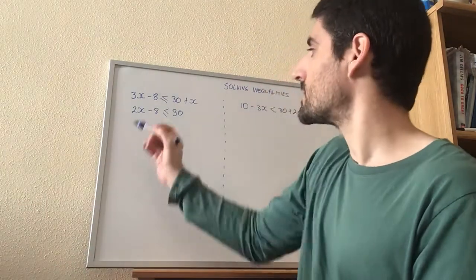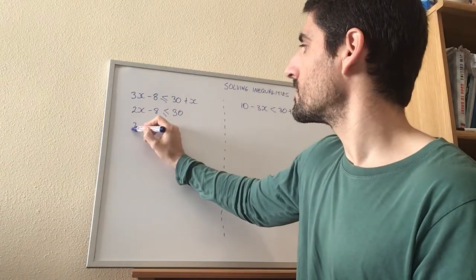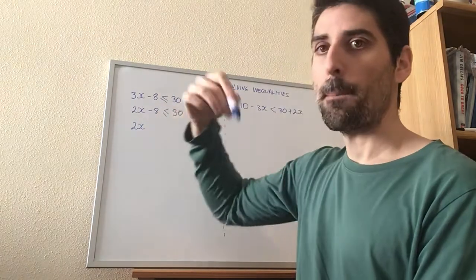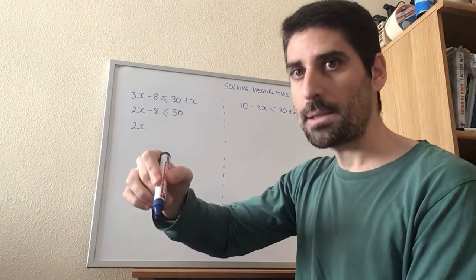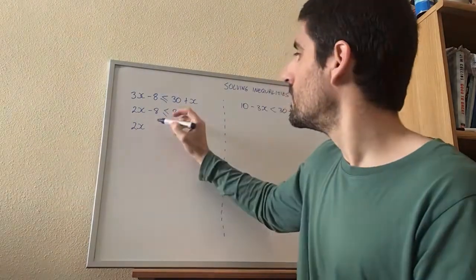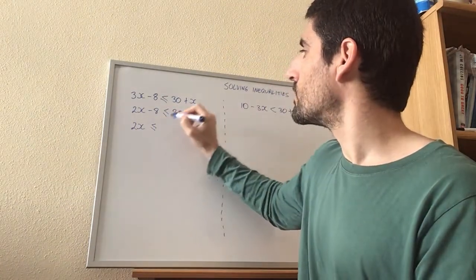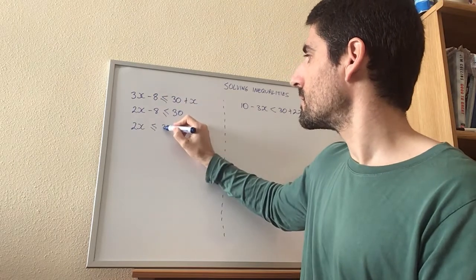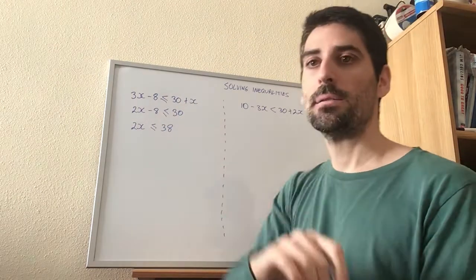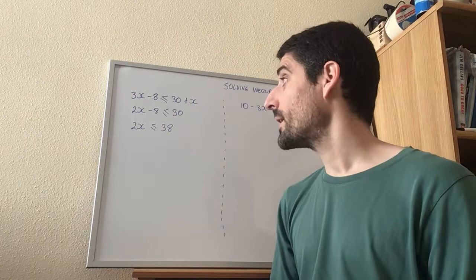So what do I get? Well, I get 2x minus 8 plus 8, that's 0, less than or equal to 30 plus 8, 38. And we're pretty much almost there.